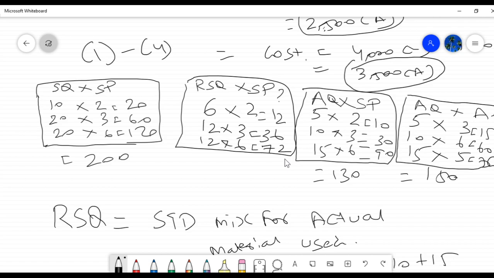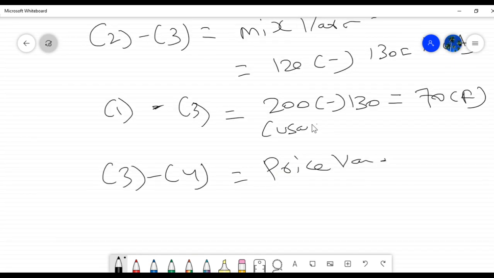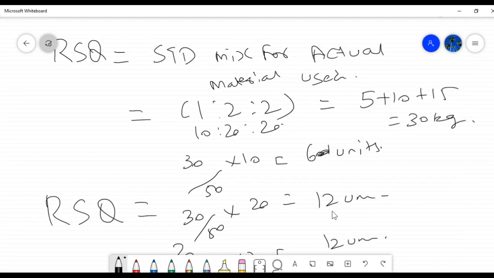Then come to the next one. 3 minus 4 is price variance. 1 minus 3 is usage variance. 3 minus 4 is price variance. Price is 130 minus the fourth, 150. Definitely I will get adverse because I am paying more. 130 minus 150 equals 20 adverse. Then cost also I will identify. 1 minus 4 equals cost variance. That is 200 minus 150 equals 50 favorable.